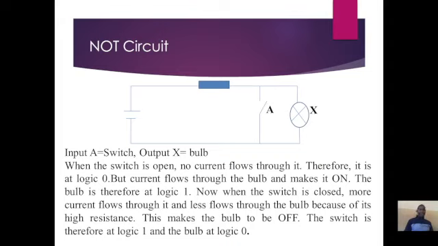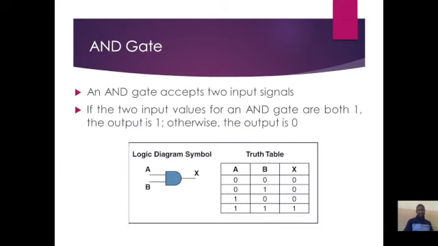So when this A is connected, then the bulb turns on. When A is disconnected, the bulb will turn off. So that is a logic circuit, and this logic gate is called NOT.